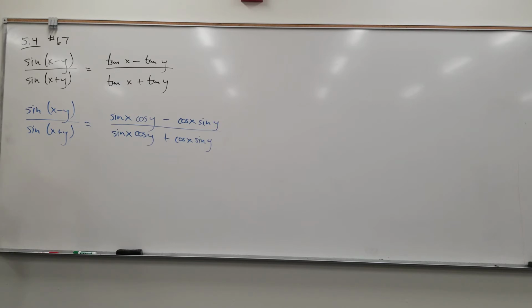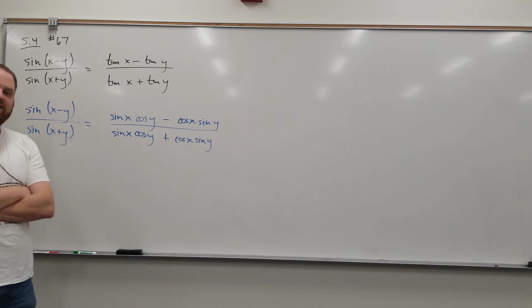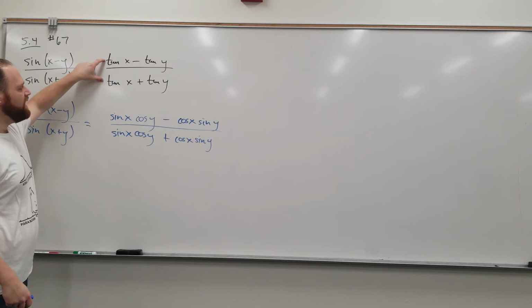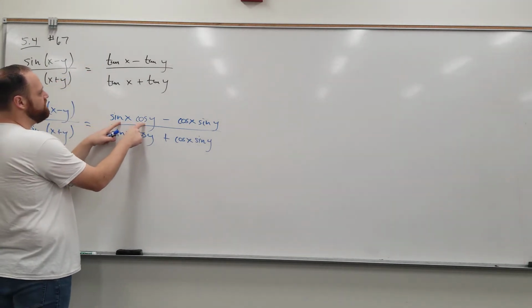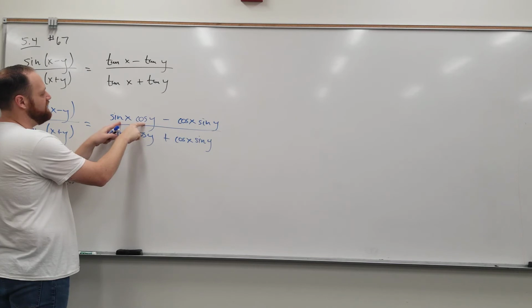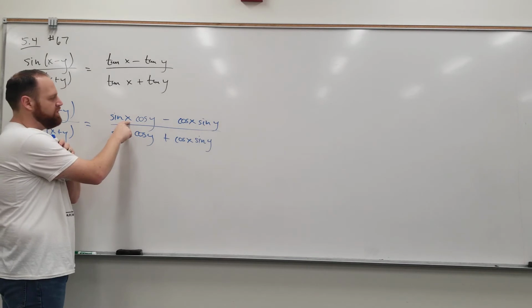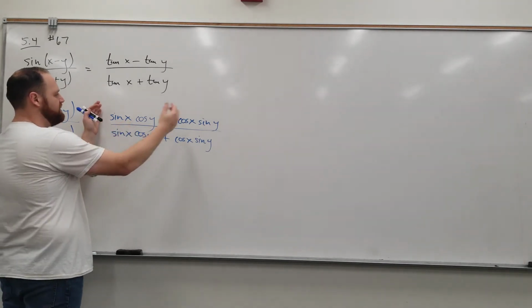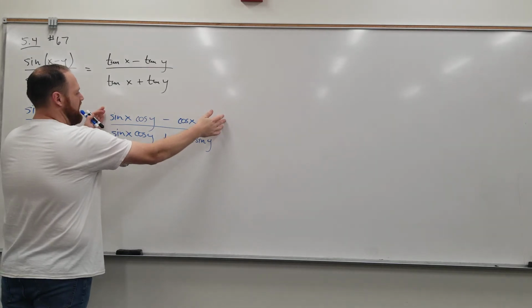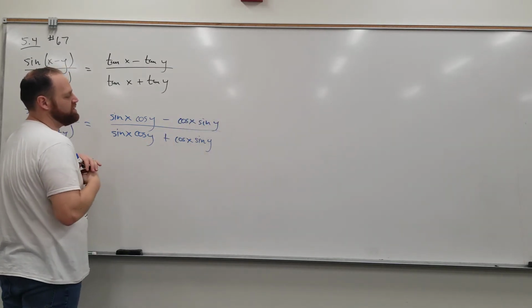Now that I'm looking at it, somehow we've got to get this to be tangent x minus tangent y over tangent x plus tangent y. Well, we could force it. It's like you're trying to get to here. In order to force this first term to be tangent x, I really need to divide by a cosine x, right? If I divide this top term by cosine x, then that'll get rid of that cosine x right there, which might actually be a good thing.